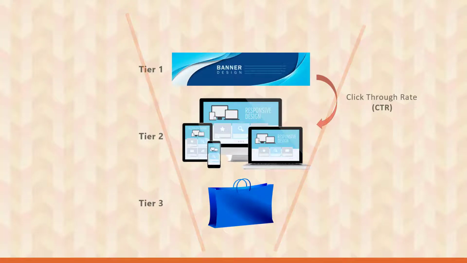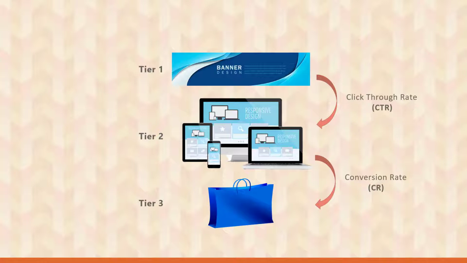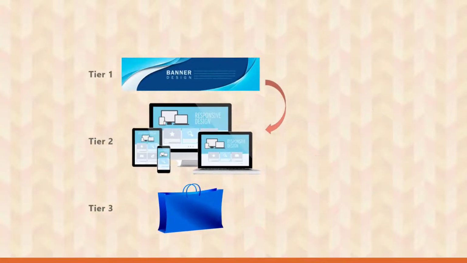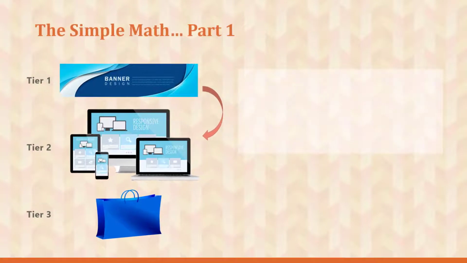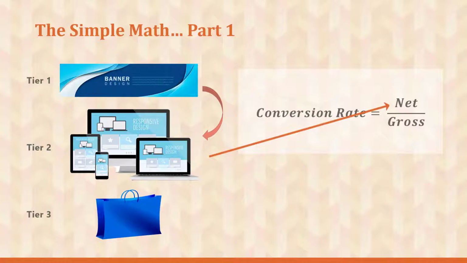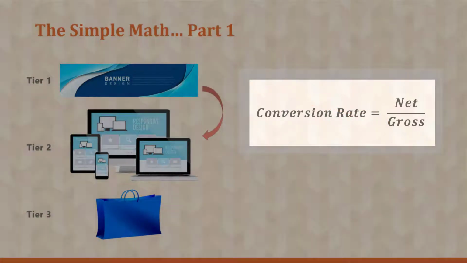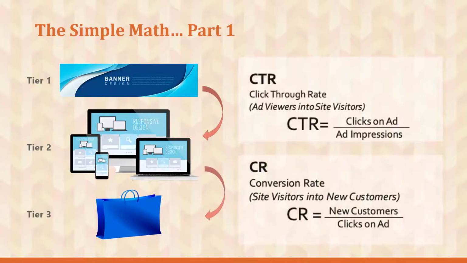Ultimately, every other conversion is just that, a conversion, indicated by a conversion rate or CR, which is fun for me because those are my initials. Let's calculate the click-through rate and the conversion rate from Tier 2 to Tier 3. The simple way to do this is to take the net, or what you got, and divide by the gross, or what you could have had. Remember, net divided by gross, actual divided by potential, real divided by wishful thinking.